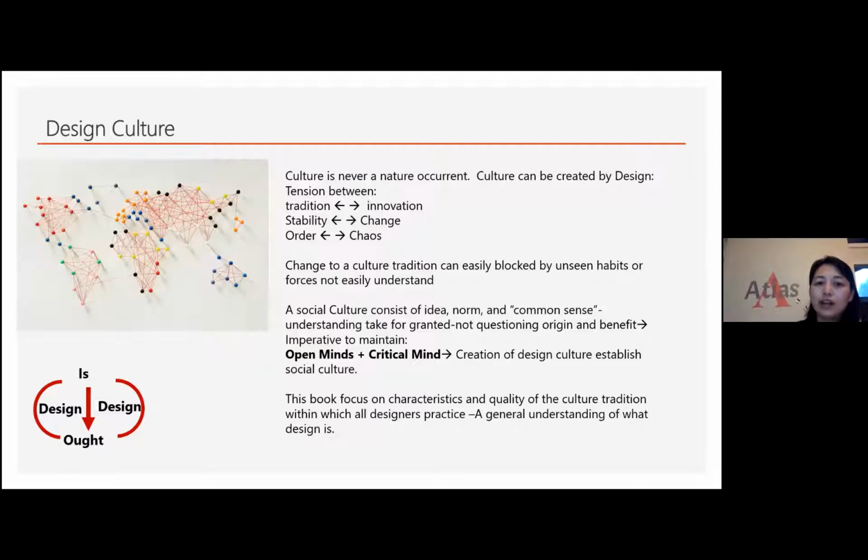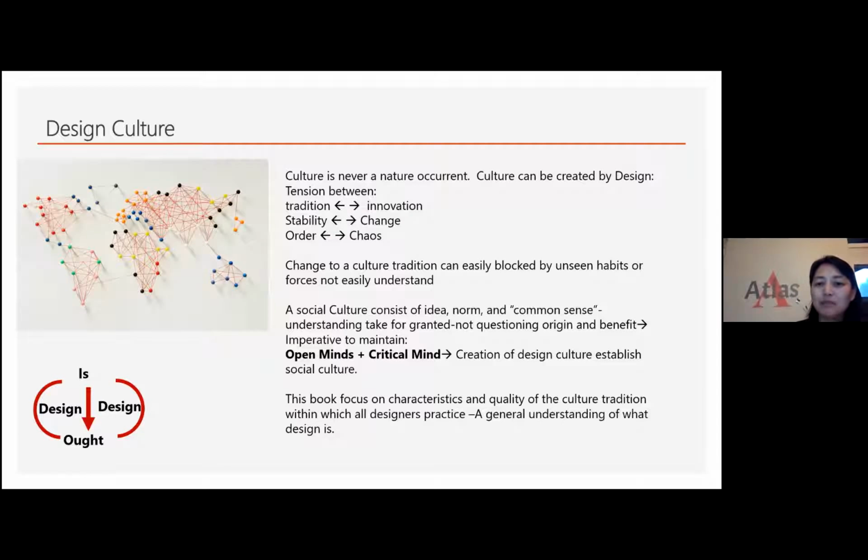So culture is never a natural occurrence. Changing a culture is hard. The book mentioned it's hard. There's always tradition, and people are afraid of change, of going from order to chaos. So how we change this culture is a tough task for us to do.